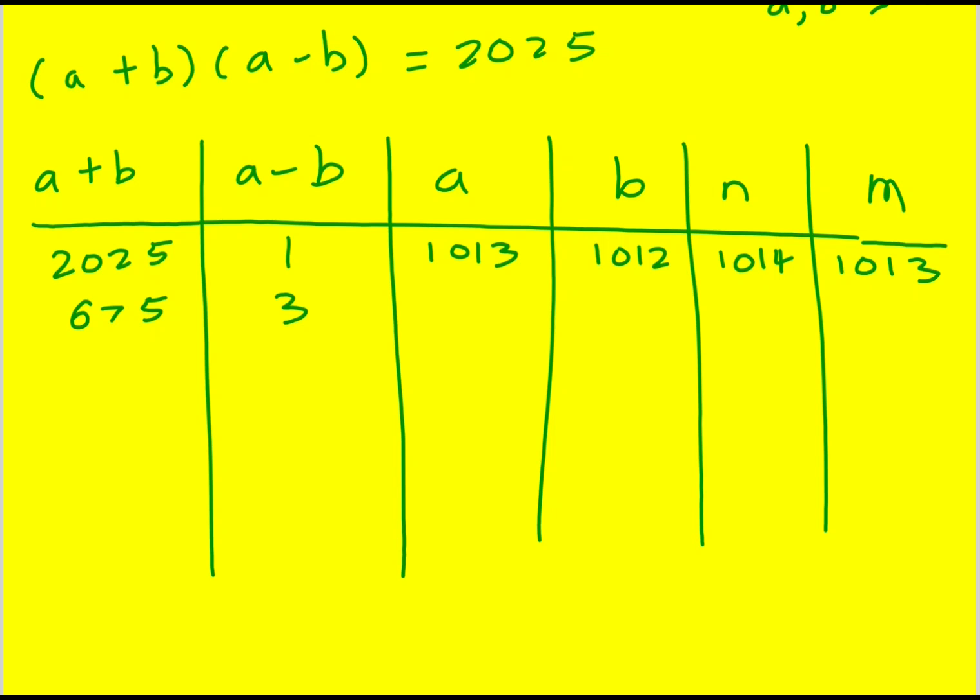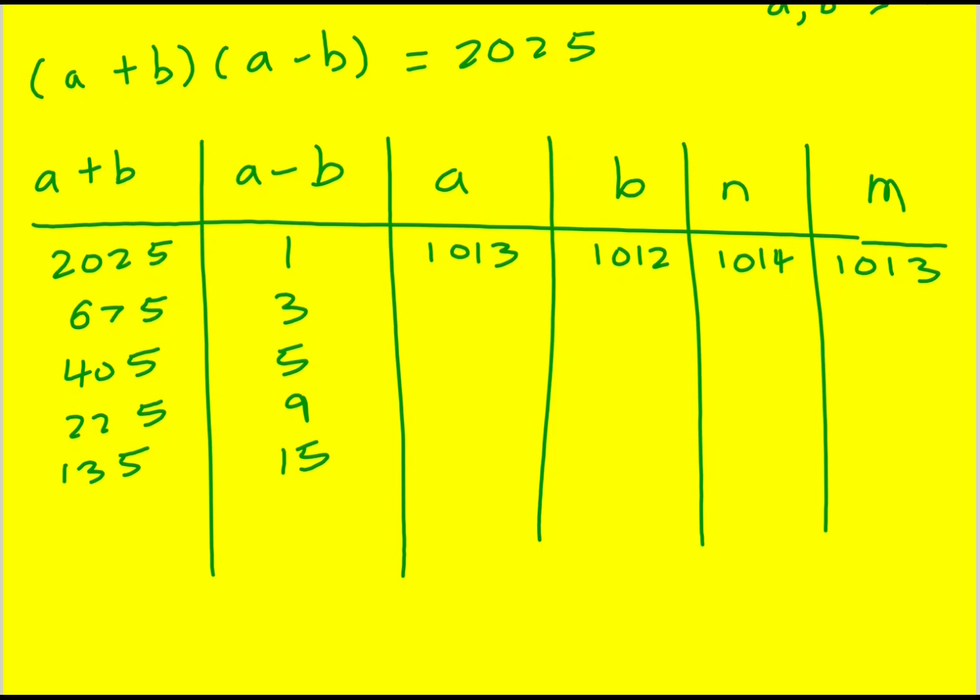And then 405 goes with 5. I'm trying to write them in order here, although that is not actually going to be essential. 225 goes with 9. We've also got 135 that then goes with 15. Remember that a plus b must be bigger than a minus b, because otherwise you get a negative for b, which we can't have. So I only need to consider the upper half of the factors.